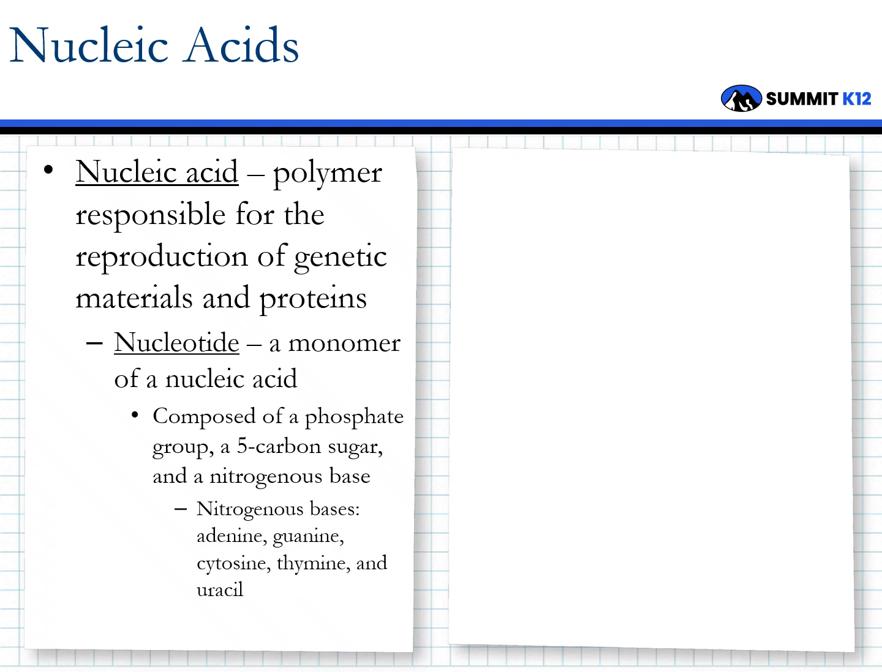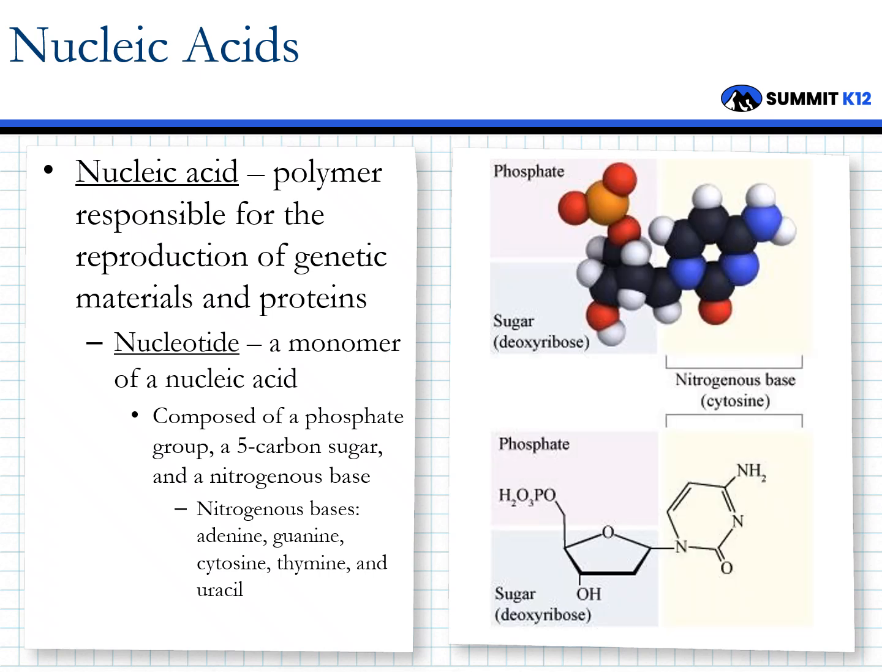And then the nitrogenous bases are going to be adenine, guanine, cytosine, thymine, and uracil. So we've got 5 nitrogenous bases, and they have these really cool rules that we'll go over in our next chapter. But just know nucleic acids are awesome. So here we can see we've got our 5-carbon sugar, which is deoxyribose, our phosphate group, and here's our nitrogenous base, which is cytosine.